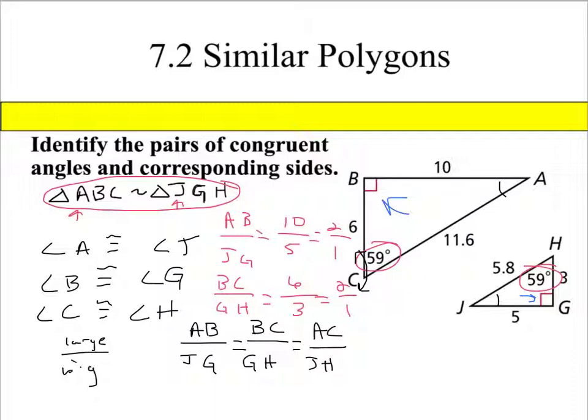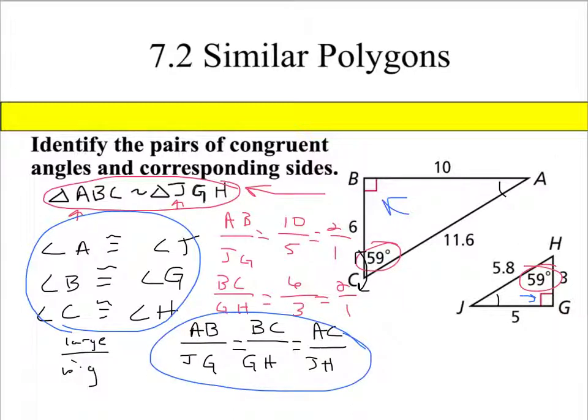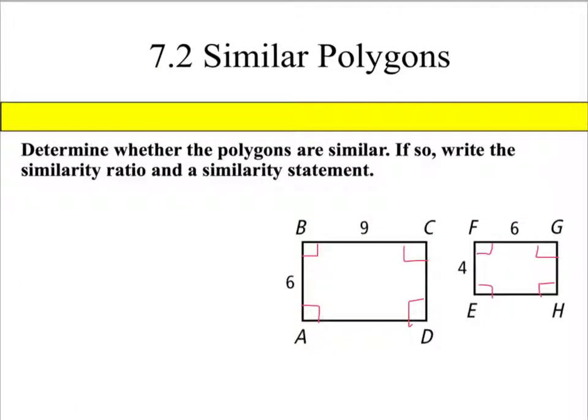But we don't really need that picture. I just wanted to show you that. We need this statement right here. That's known as a similarity statement. This is how we identify the congruent angles. This is how we identify the corresponding sides, just like that. All right? Sweet. All right, so looking at this problem, it states, determine whether the polygons are similar.